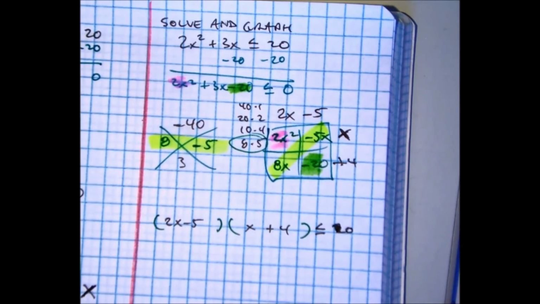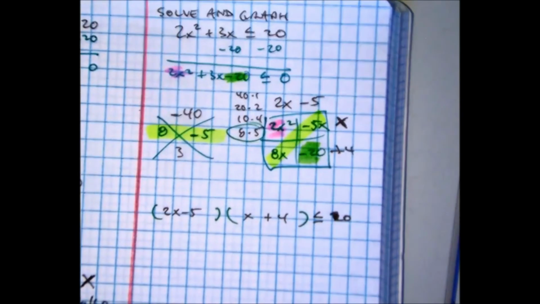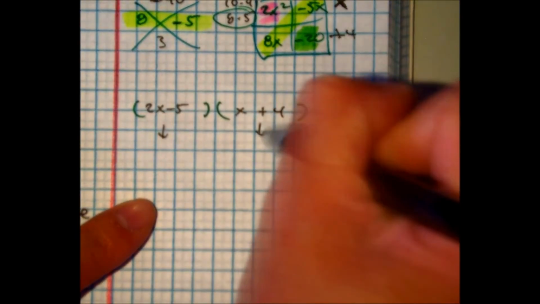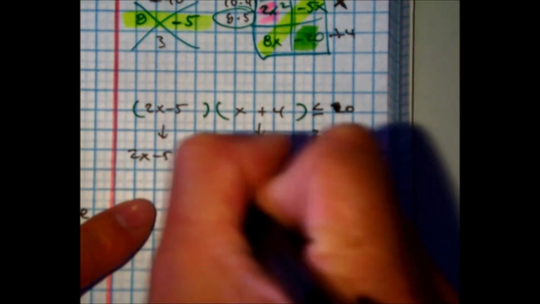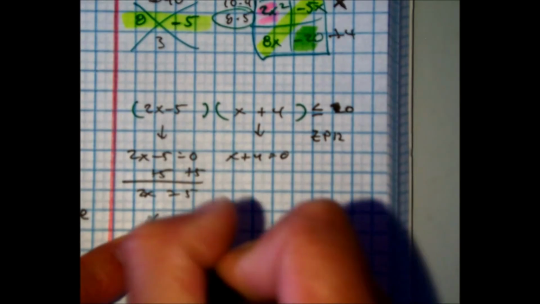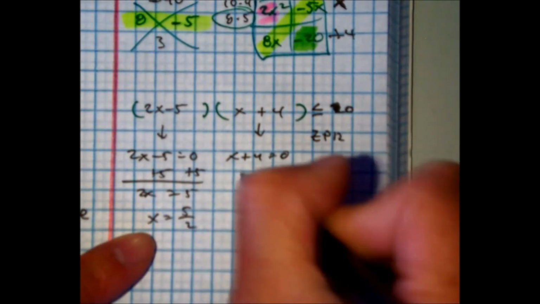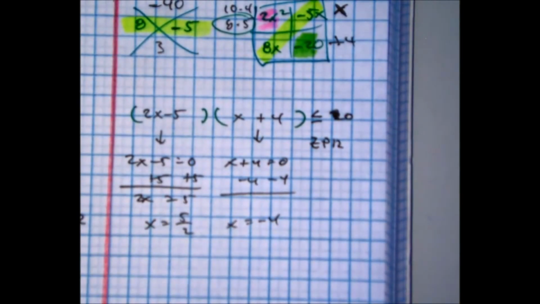Raise your hand if you factored it like that. Raise your hand if you got these factors. Okay, so if you did quadratic formula, then you would have gone to the zero product rule. 2x minus 5 equals 0, x plus 4 equals 0. Add 5, 2x equals 5, divide by 2, x equals 5 halves. Subtract 4, x equals negative 4. Raise your hand if you got this. Nice, good visual.